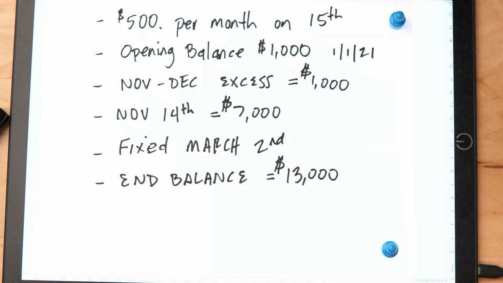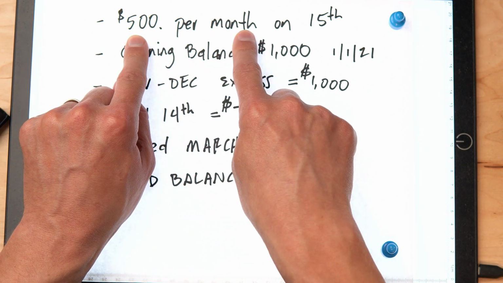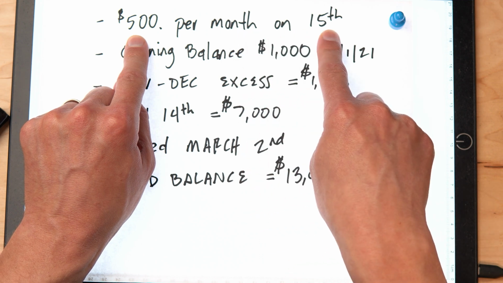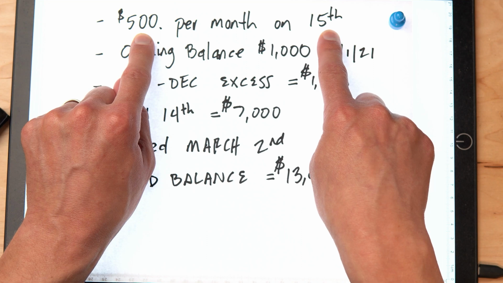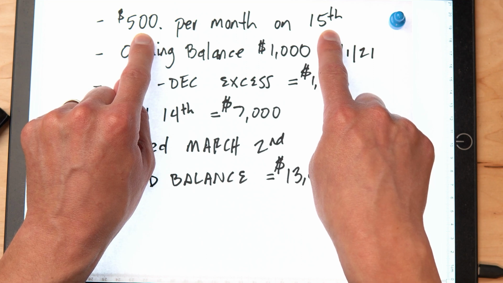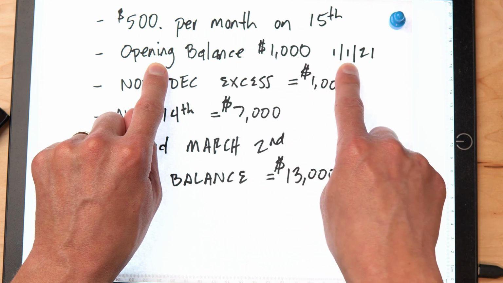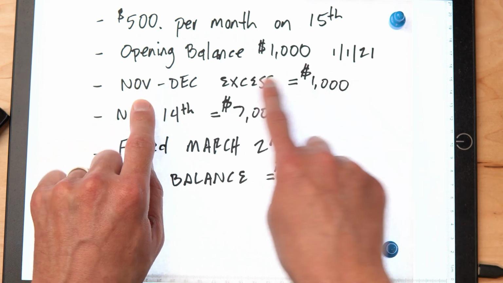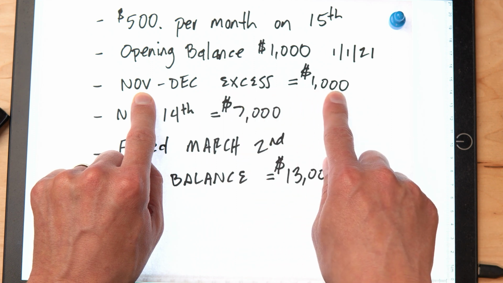Now, I'm going to draw it out 2 different ways because this is a little bit more complicated. So $500 per month, always on the 15th. So we're going to make 12 contributions of $500, bringing it to $6,000 for the year. Our opening balance was $1,000 on January 1st, 2021. November to December, our excess was $1,000.